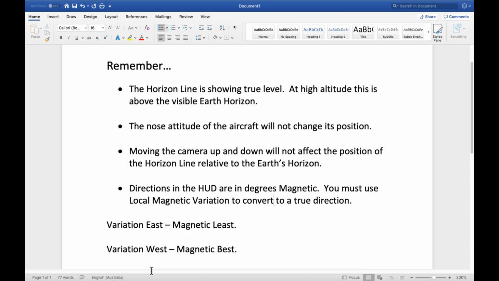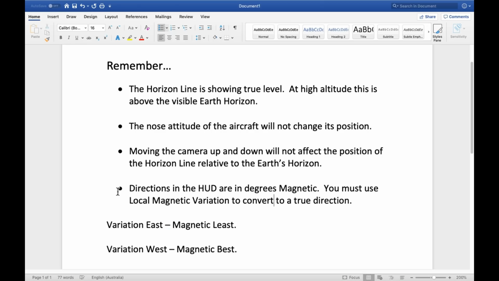And the fourth point is that directions in the head-up display are in degrees magnetic, and therefore you must use the local magnetic variation to convert back to a true direction if you want to make an analysis of the angle of the moon or the sun. You cannot look at MoonCalc or Time and Date, which provide a true direction, and expect to see the same reading in the head-up display, because depending upon your location on the Earth and the local magnetic variation, those angles can be quite different.